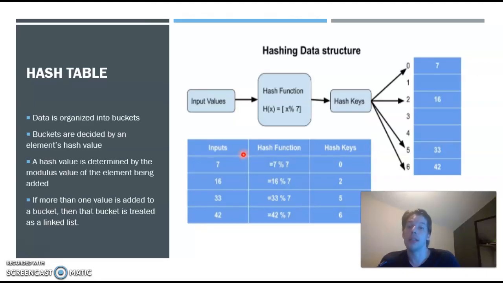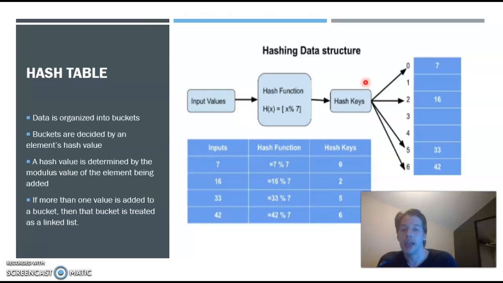Where those insertions are added is dependent upon the modulus value, or the hash value, of that insertion. The way that you determine that is you take the size of your array, in this case it's 7, and you divide your insertion value by it, and the remainder of that division determines what bucket it goes in. So in this case we have 7. 7 divided by 7 has a remainder of 0, so that goes in bucket 0. 16 divided by 7 has a remainder of 2, that goes in bucket 2, and so on and so forth.